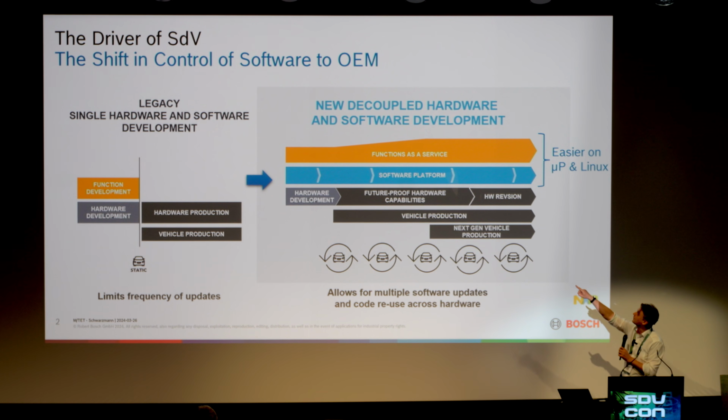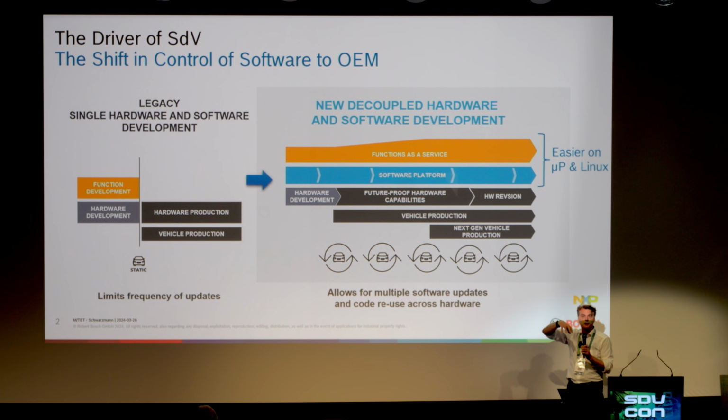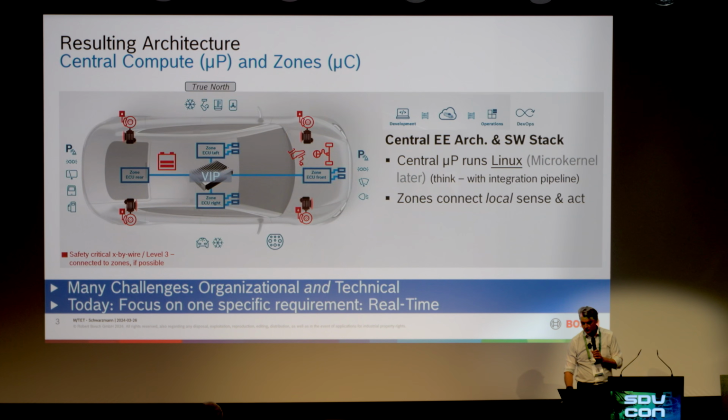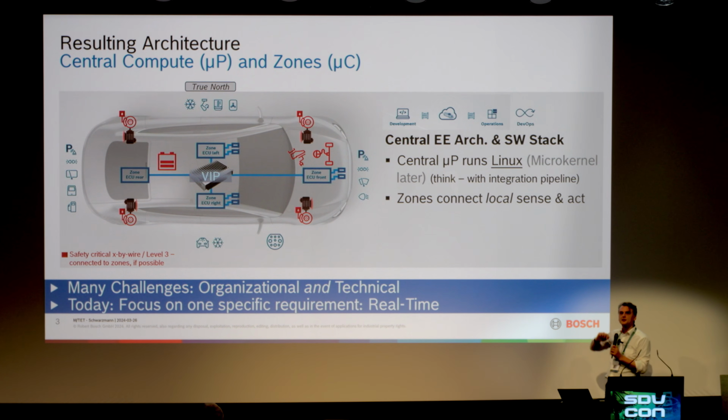So they want to have a software platform. If you want to have a software platform that consists of many different pieces, then you're looking at a microprocessor. Maybe you're looking at Linux. You're not looking at microcontrollers anymore. It's too difficult to integrate hundreds of suppliers of software. So we believe that this is the next stage.